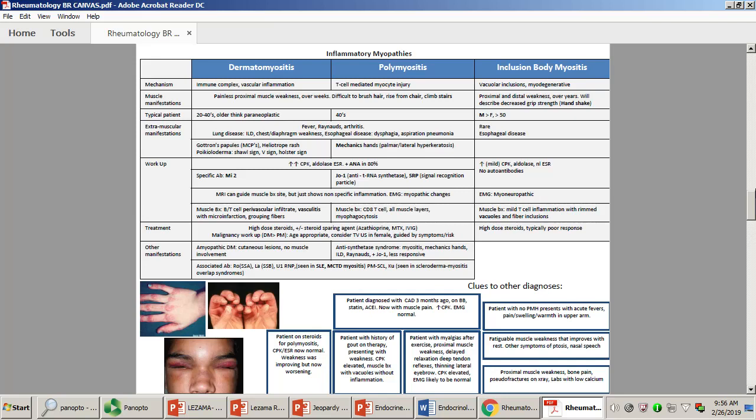Fatigable muscle weakness that improves with rest. Other symptoms include ptosis and nasal speech. Myasthenia, very good. Proximal muscle weakness, bone pain, pseudofractures on x-ray, labs with low calcium. Excellent, very good.